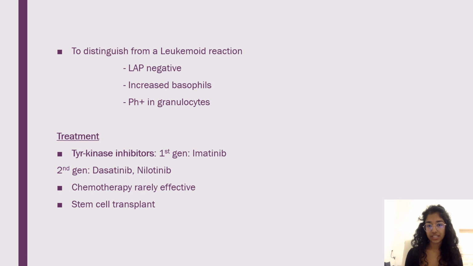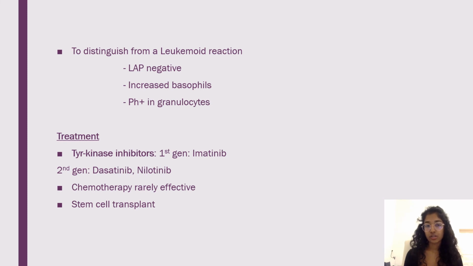So in the case of CML, LAP will be absent. You also have an increase in basophil population, as mentioned before, as well as Philadelphia chromosome positivity in the granulocytes in CML, which can be seen by means of genetic testing. Treatment of CML, like I said before, involves the use of tyrosine kinase inhibitors.